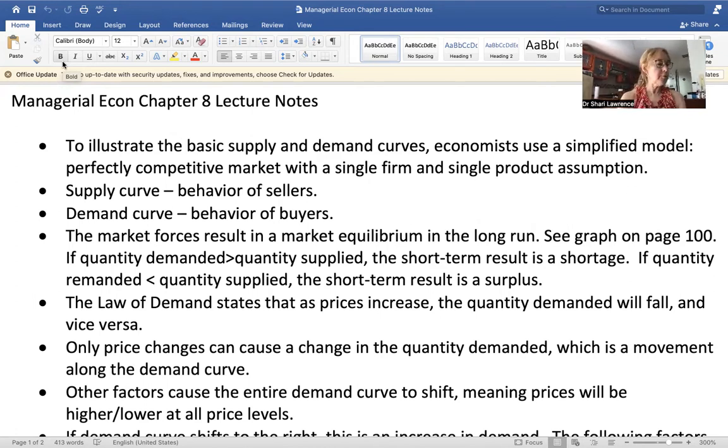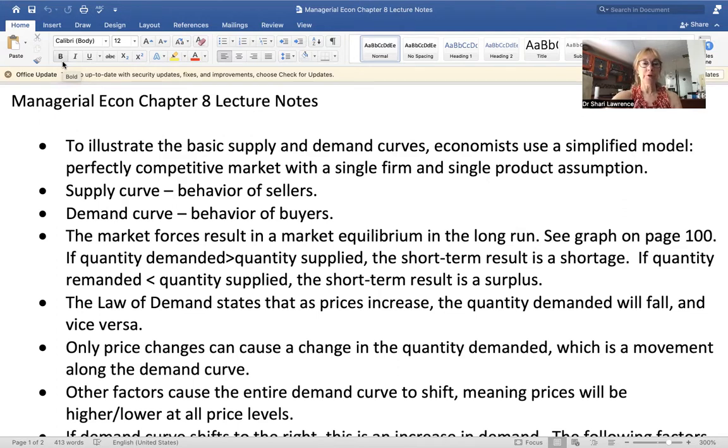All right, so in chapter 8, we're looking at the supply and demand curves. And so you're going to get a better understanding of the demand curves, the supply curves, and what it looks like when these curves are in equilibrium, when the market forces are allowed to work like they're supposed to work without any influence by the government or regulations.